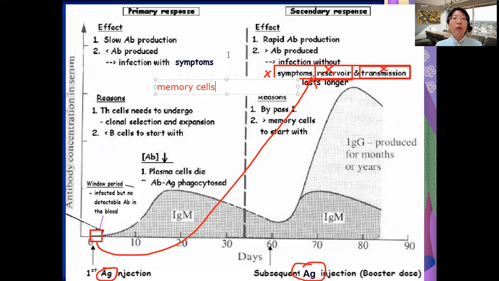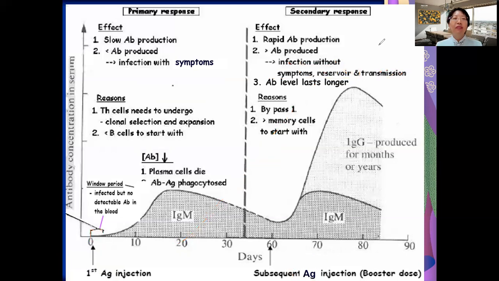What we want is memory cells, because memory cells will remain in your body for life, hopefully, so that next time you go to the shopping mall or back to Taylor's College, and suddenly antigens start to spread happily to everybody, when it enters your body, because you're already vaccinated and have lots of memory cells, you can produce antibody very fast. You don't have symptoms, you are not a reservoir, you will not transmit to other people. There it goes. Goodbye, COVID. So that's the power of vaccination.